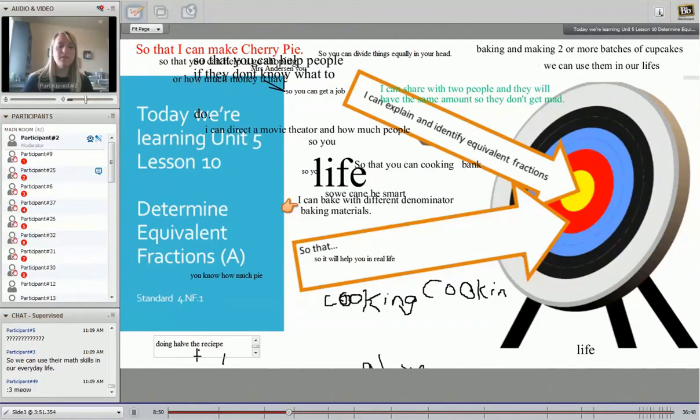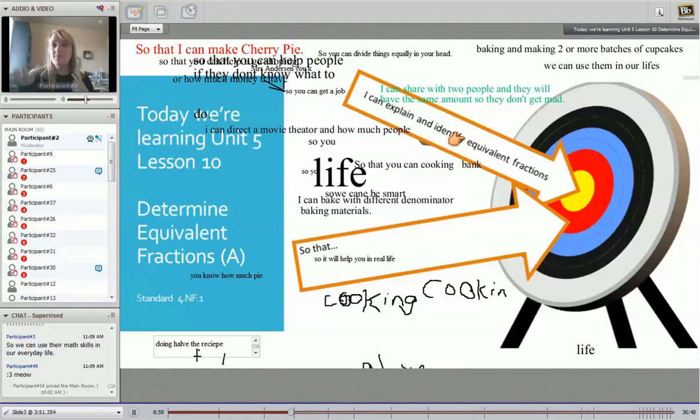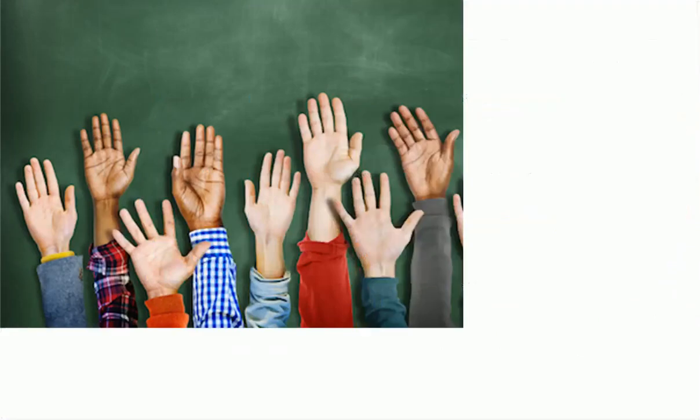Great. So we do use fractions in real life, and it's important to know our equivalent fractions for all of these reasons, right? In your daily life, you'll be able to use fractions and know, okay, that's equivalent to this. So if I have this, then I can make this other fraction, right?